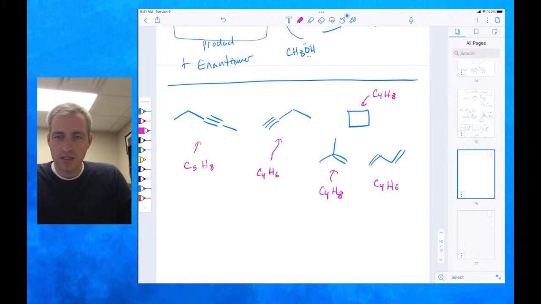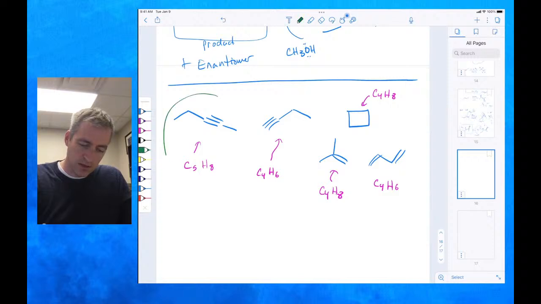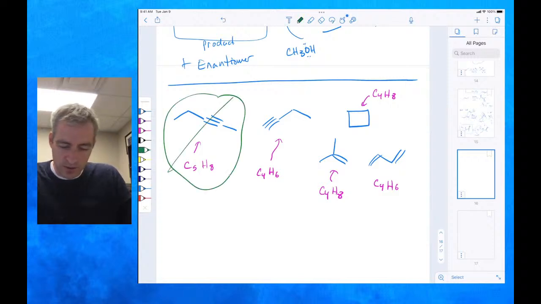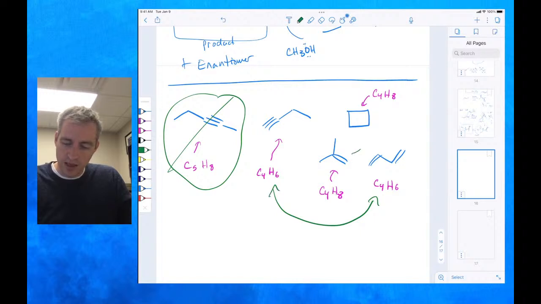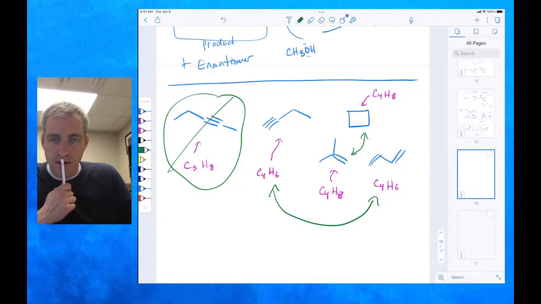Constitutional isomers are ones with the same molecular formula but different connectivity. So this first one is out of the running. It's got nothing with 5 carbons. Of the remaining ones, what we have here is 2 sets of constitutional isomers. Those 2 are constitutional isomers, and also those 2 are constitutional isomers. So our answer is 2 and 5, which is correct.